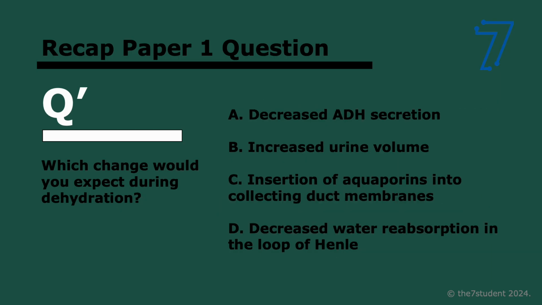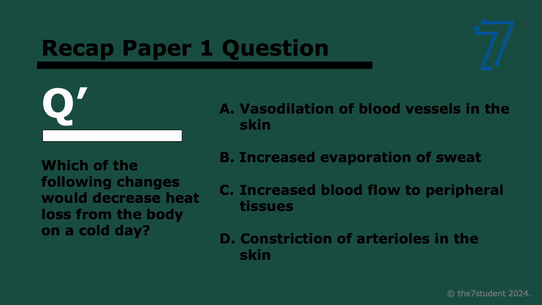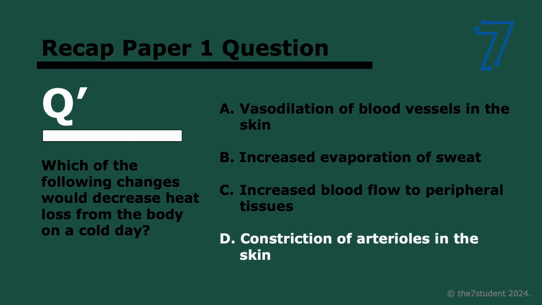Okay. The next is, which change would you expect during dehydration? And again, 3, 2, and 1. You would get more insertion of aquaporin into collecting duct membranes. Why? Because you'll have increased ADH. Why? Because you're dehydrated, so you have high osmolarity in your blood, meaning you have a lot of solutes in it. Straightforward enough. And lastly, which of the following changes would decrease heat loss from the body on a cold day? And once again, 3, 2, and 1.